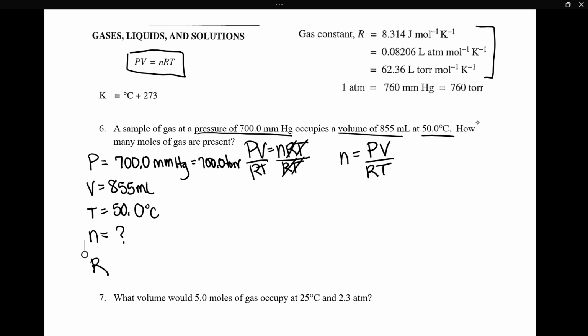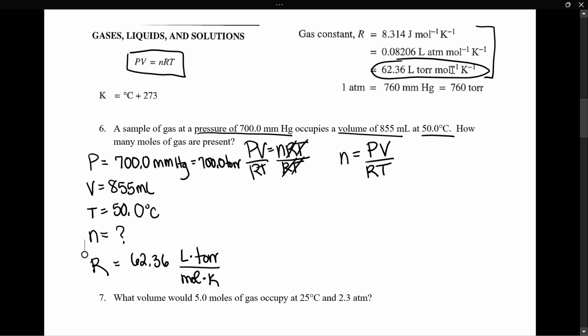Pressure is one of those weird things. There's lots of different units we could use to measure it. So it's in torr. So great, that means we should use this R value right here. So our R value is 62.36 liters times torr divided by moles times Kelvin. That's how we want to interpret these units here. Remember, if you see an inverse exponent, that means it's on the bottom.